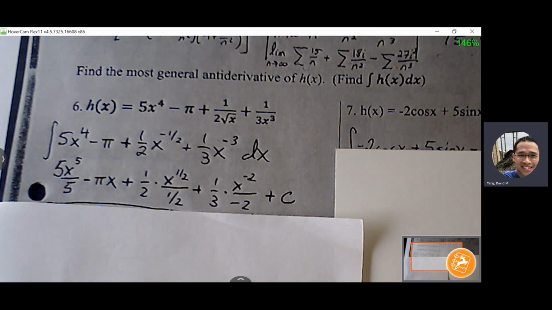The 1/2 pushes out and stays in front. x to the -1/2 becomes x to the 1/2. Whatever new exponent you have above, copy that number below. x to the -3 becomes x to the -2 over -2, plus C.